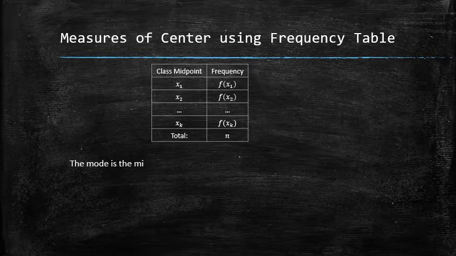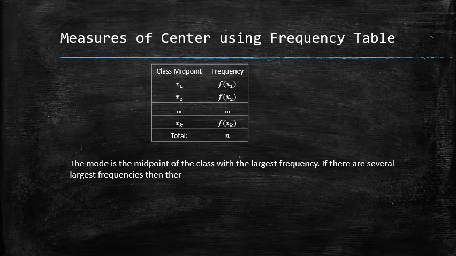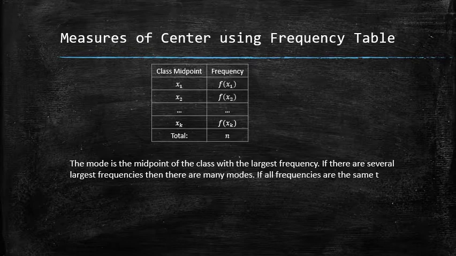The mode is the midpoint or the representative of the class with the largest frequency. If there are several largest frequencies, then there are several modes. If all frequencies are the same, then we say there are no modes.